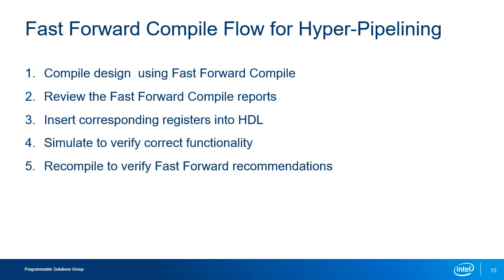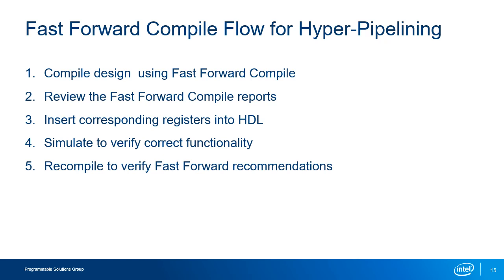To use fast-forward to implement hyper-pipelining, you can follow the steps here. First, compile the design with the fast forward analysis option enabled in the QSF, or you can run it standalone. Then review the fast forward reports to figure out which path requires pipeline registers and how many stages to add. Next, insert registers by modifying your HDL code.